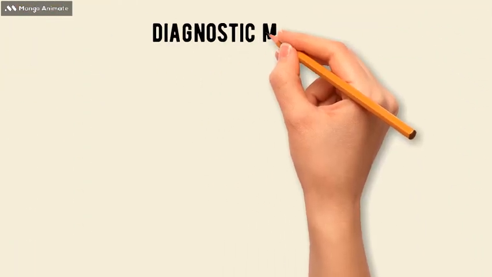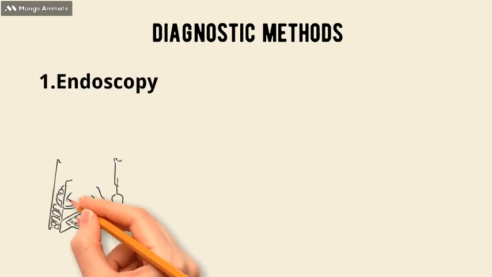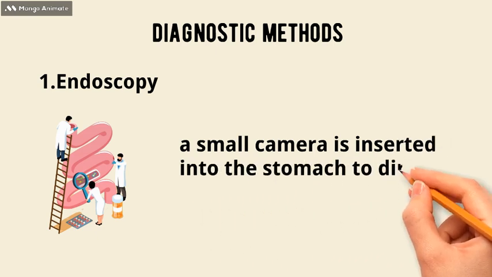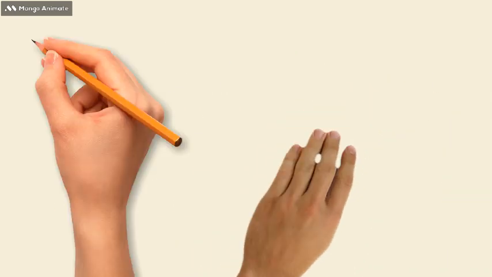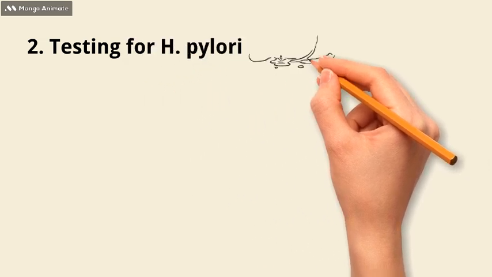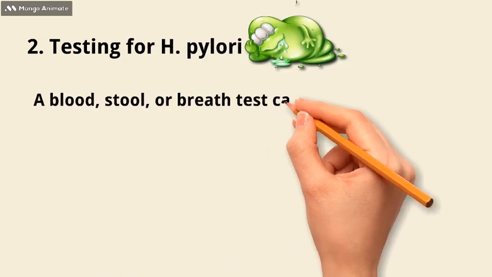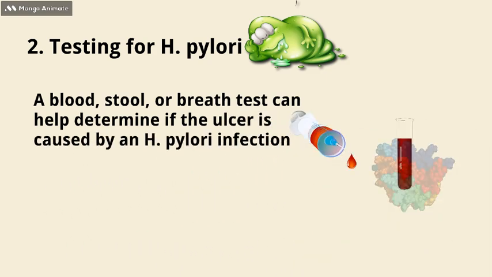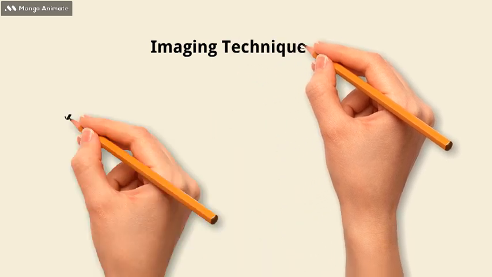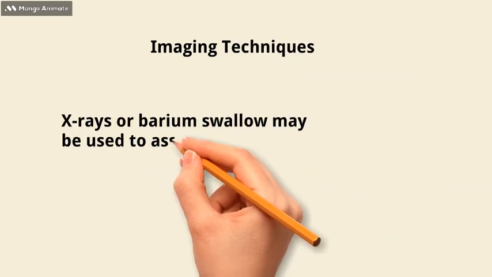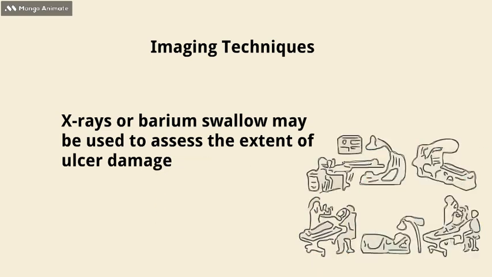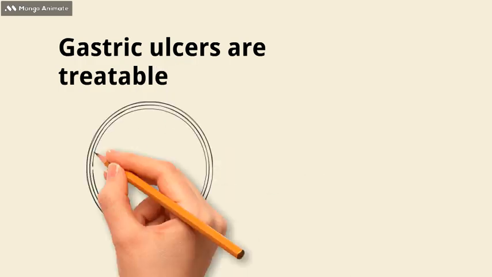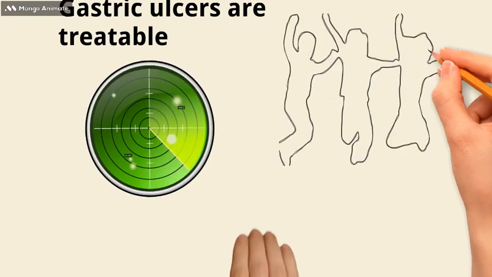Common diagnostic methods include endoscopy, a procedure where a small camera is inserted into the stomach to directly visualize any ulcers. Testing for H. pylori. A blood, stool, or breath test can help determine if the ulcer is caused by an H. pylori infection. Imaging techniques. X-rays or barium swallow may be used to assess the extent of ulcer damage. Gastric ulcers are treatable, and with the right approach, patients can recover fully.